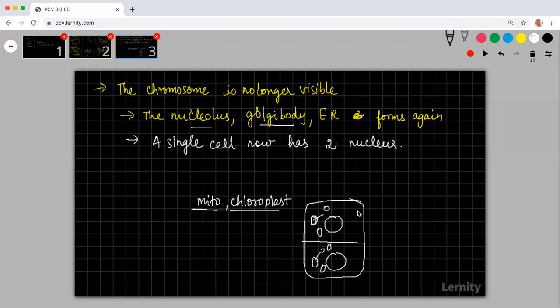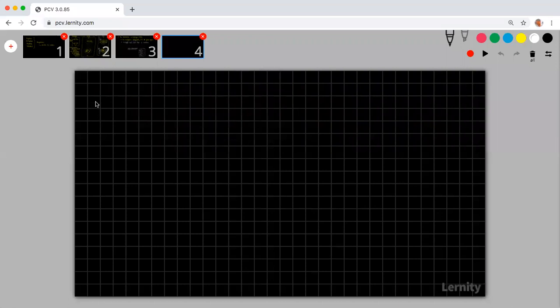Okay, so with this, karyokinesis is over. We have completed half of mitosis. So now we will go for the next part, which is cytokinesis. Cytokinesis is the separation of cytoplasm.